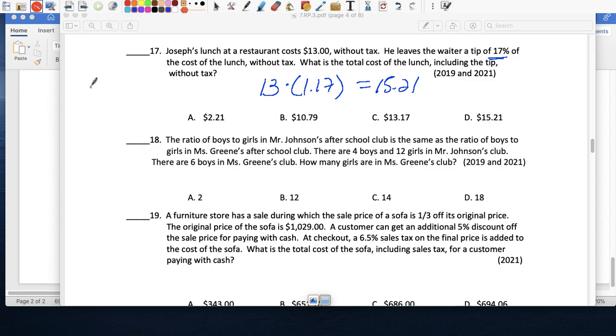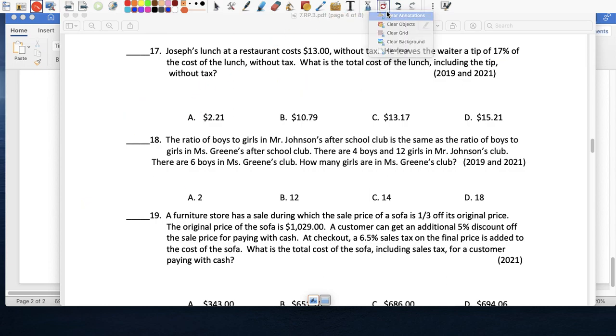If you don't want to do that, you can say, hey, here's my food, which was $13. The tip is 17%, so you could have done 17% times 13, right? So what's 17% of 13, which is 2.21. You find the tip separately, and then come back here and add the food plus tip, and you notice that you get the same answer.